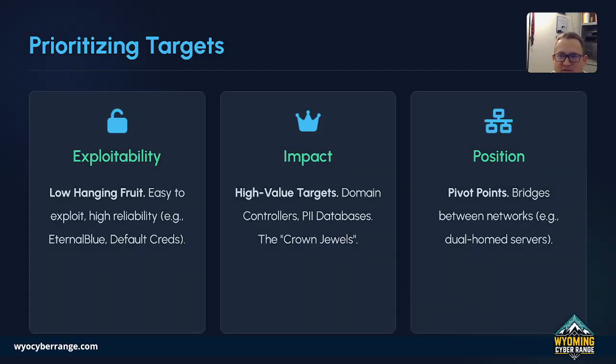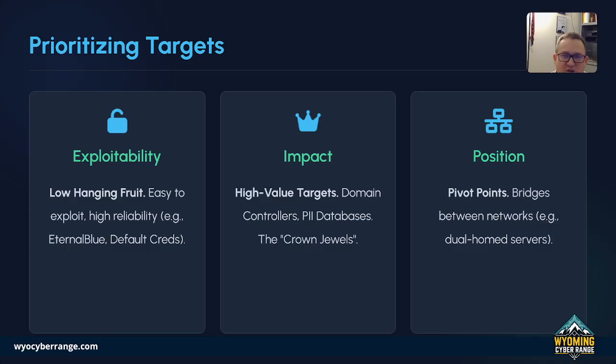Now we need to prioritize our targets themselves. When we start looking at the list of potential targets, we need to evaluate them based on a few different criteria. The first thing I want to look at is exploitability. Is it low-hanging fruit? Are we looking at targets that are easy to exploit with high reliability, like EternalBlue or even default credentials? What's the impact? What is the value of this? High-value targets like domain controllers or PII databases are our crown jewels. So what's the impact if we do get into these servers?